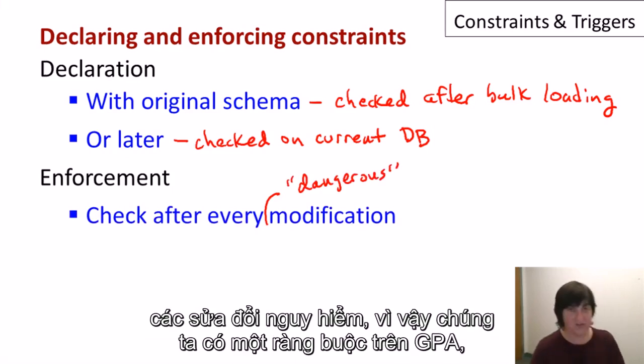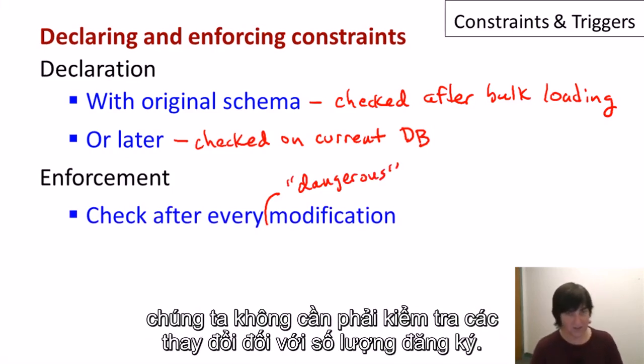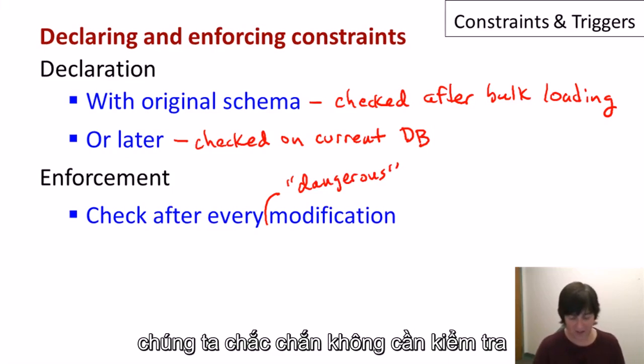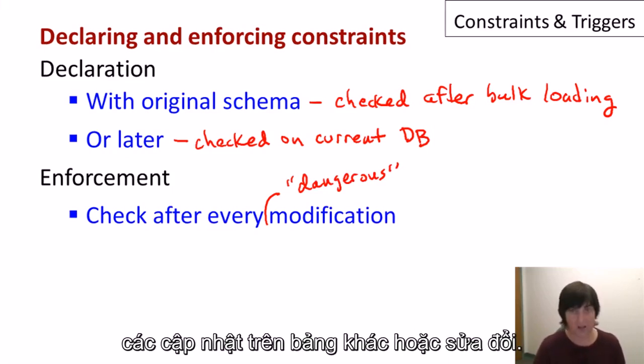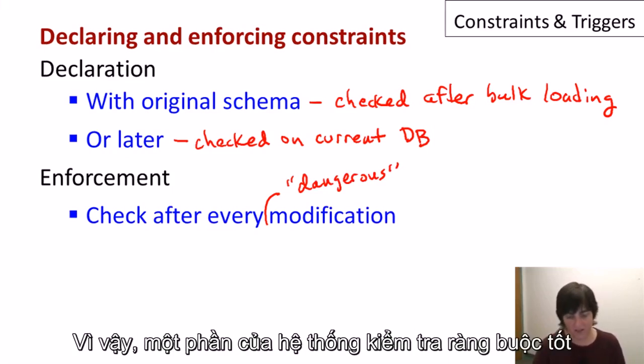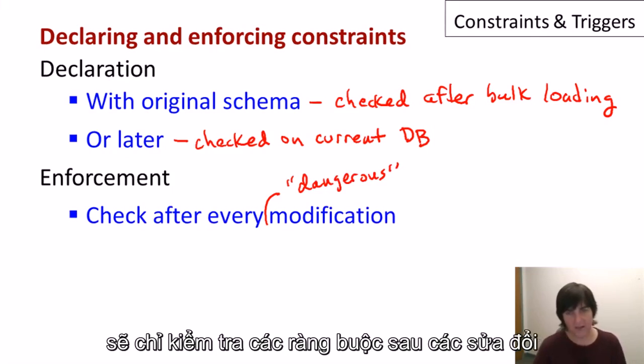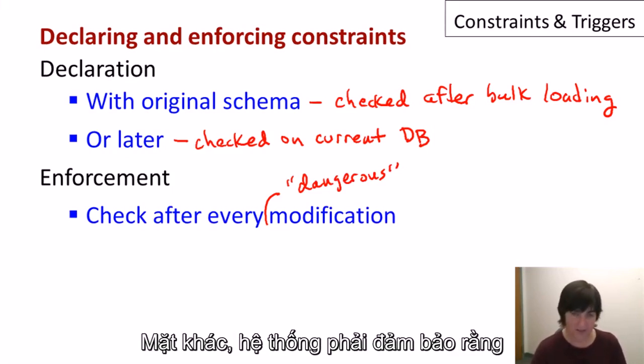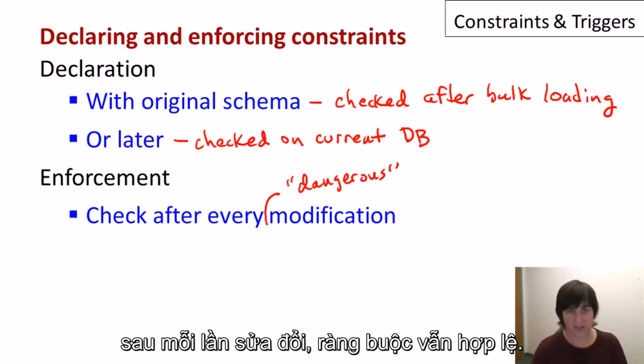So if we have a constraint on the GPA, we don't need to check changes to the enrollments. If we have a constraint on one table, we certainly don't need to check modifications on another table. So part of a good constraint checking system will only check constraints after those modifications that can possibly cause the constraint to become violated. On the other hand, the system does have to ensure that after every modification, the constraint holds.